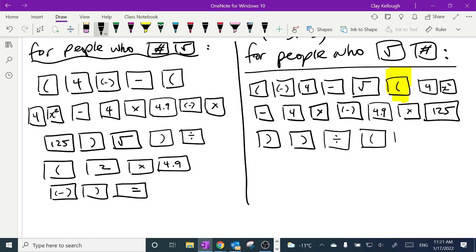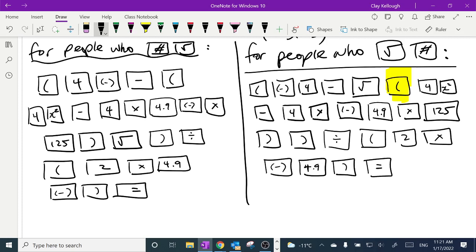Open a bracket, 2 times 4.9. Oh, sorry, I forgot the negative. Let me put the negative in first. Negative 4.9. Close the brackets, and that equals. Either way, that would be for people who have a calculator like, say, this one. Okay, so let me try it.